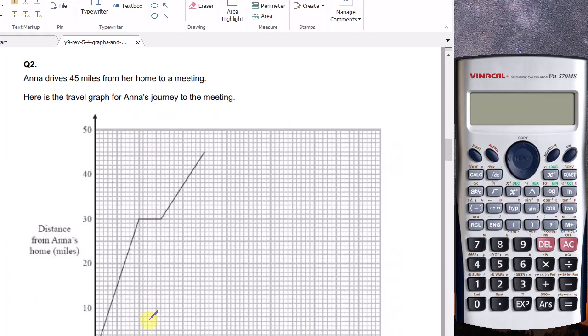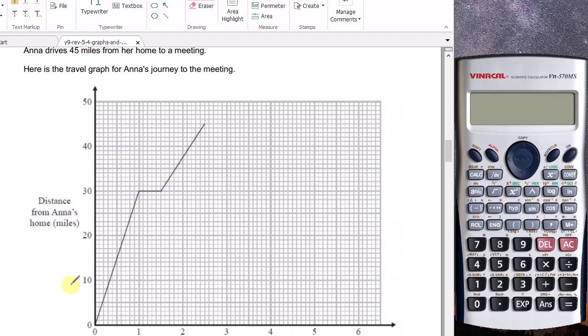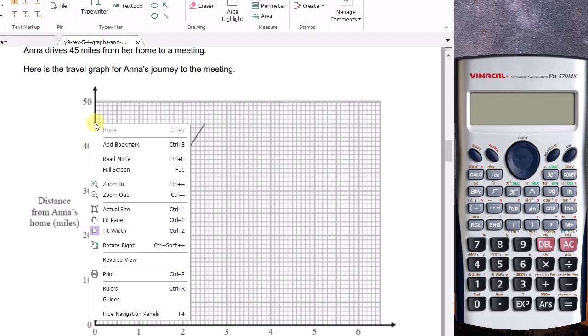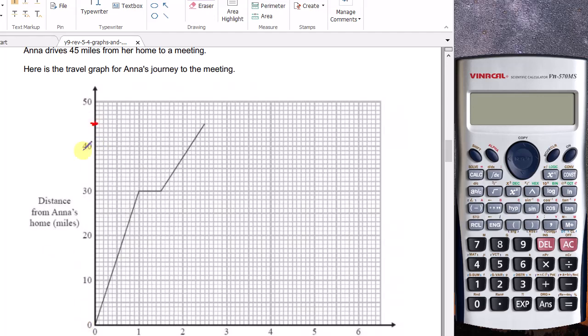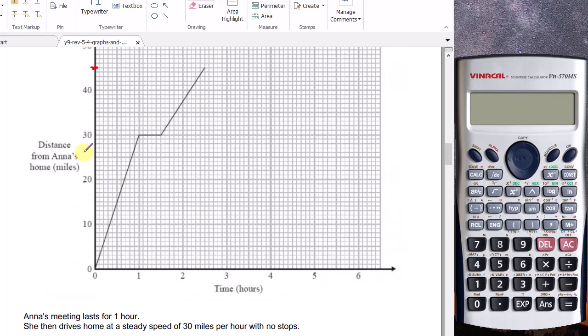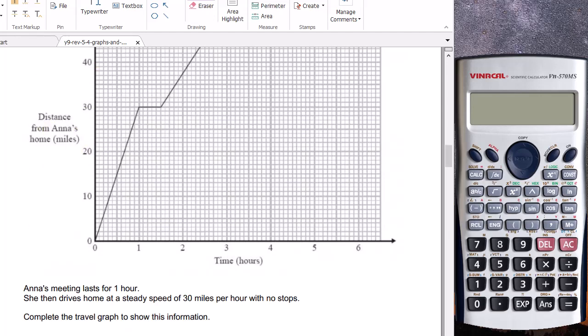Right, travel graphs. Anna drives 45 miles from home. So here's the distance from Anna's home, and there's 45. So they've shown us that part of the journey where she's got to her meeting. Anna's meeting lasts 1 hour, and then she drives home at a steady 30 miles per hour with no stops. Complete the travel graph to show this information.